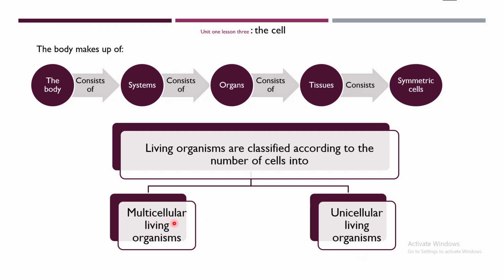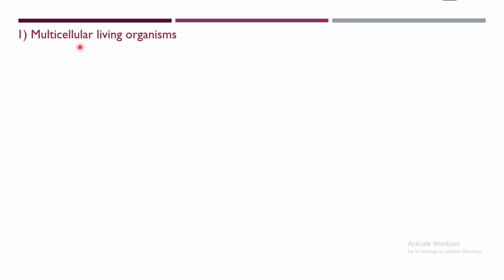An example of the multicellular living organisms are humans or animals, even the plants. All of them have many cells in their bodies. And an example of the unicellular living organisms are all of the organisms that have only one cell. So starting with the multicellular living organisms, we will study first the human or the animal body.